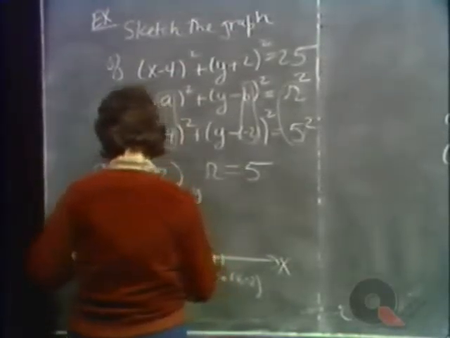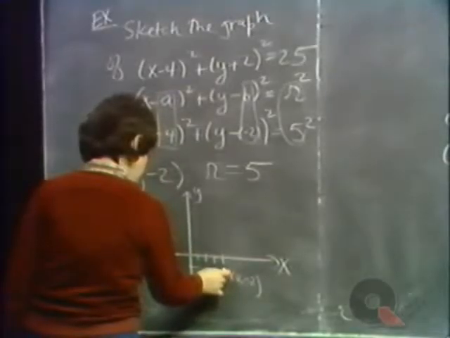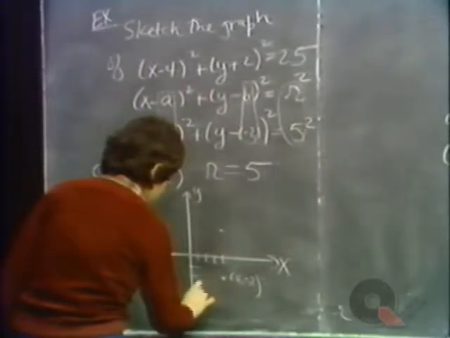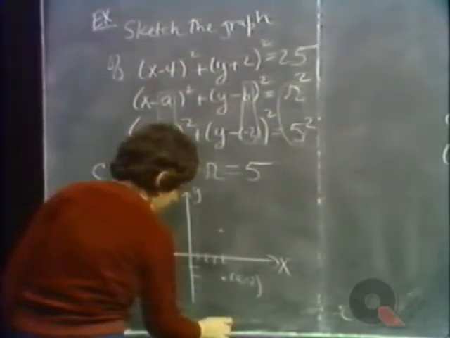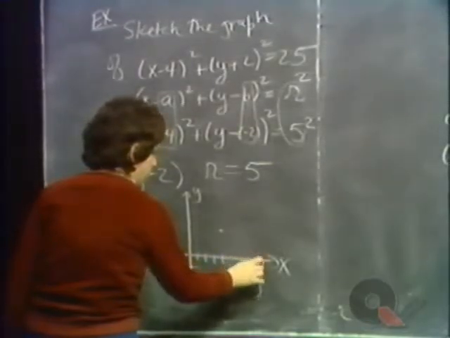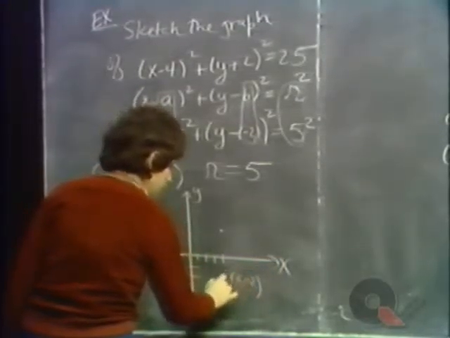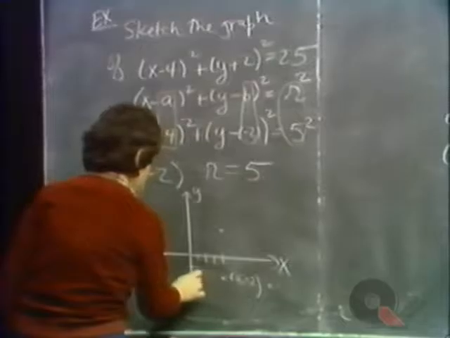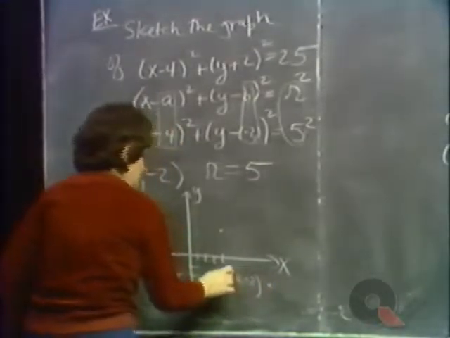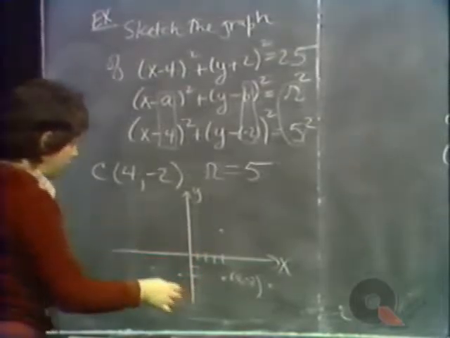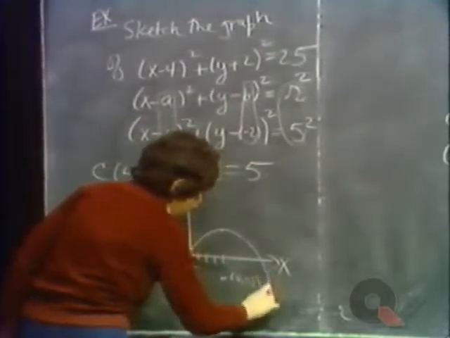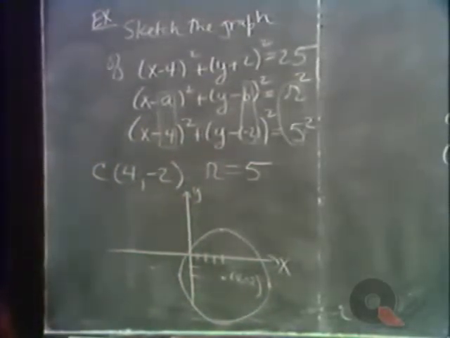Okay, so this is (4, -2), so I'd go up 1, 2, 3, 4, 5. I'd go down 1, 2, 3, 4, 5. To the right, 1, 2, 3, 4, 5. And to the left, 1, 2, 3, 4, 5. So from the center, go up 5, down 5, left 5, right 5, and then try to draw a circle through those points. The circle has center at (4, -2), radius 5.